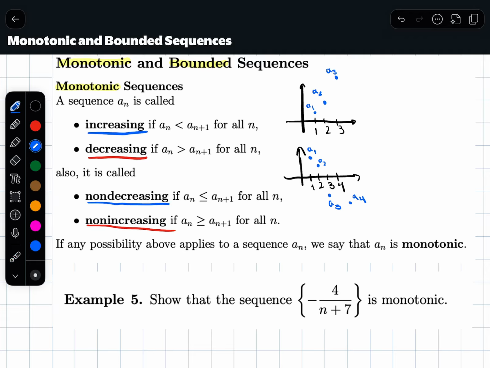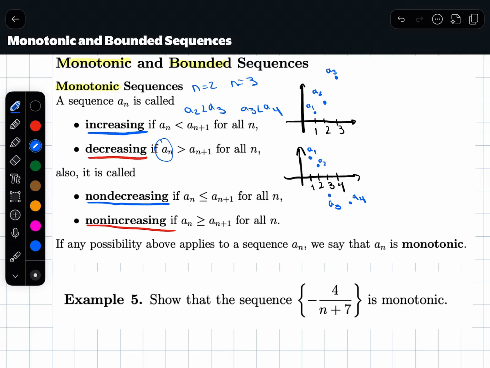Algebraically, this is saying that a_{n+1} is bigger than a_n. So the next term, the term that comes after a_n, is bigger. You just imagine plugging in certain n values. When n equals 2, this is saying that a2 is less than a3. When n equals 3, a3 is less than a4. And when n equals 4, a4 is less than a5. So for all n, we're going to have this behavior that I'm describing.